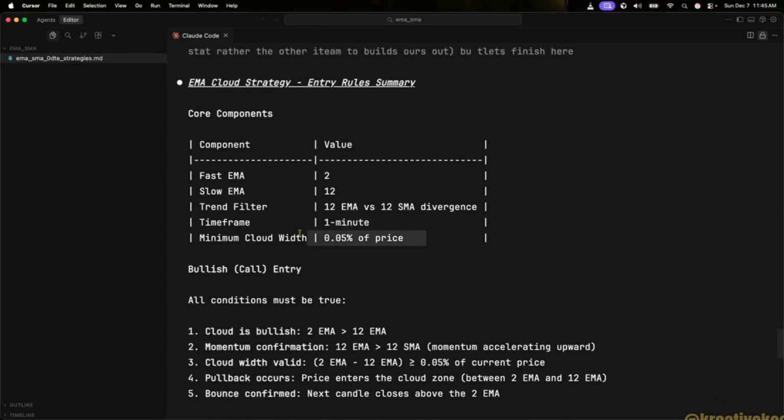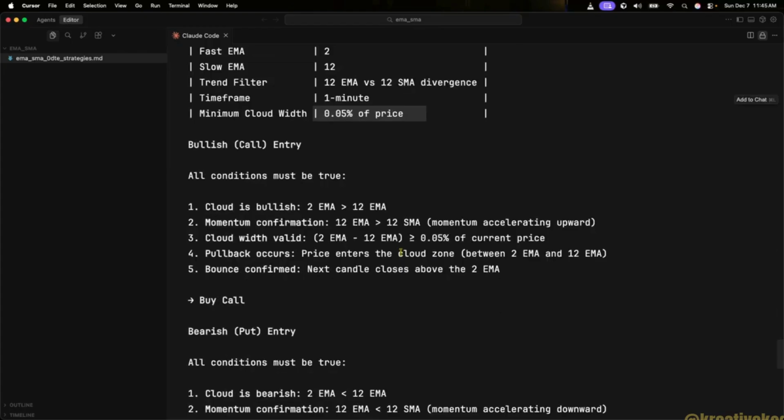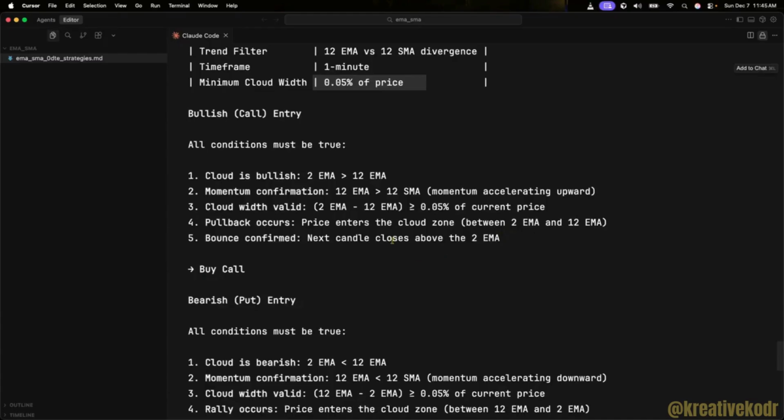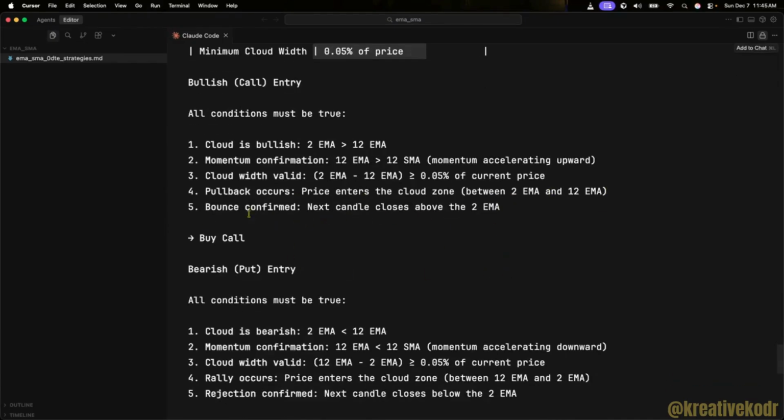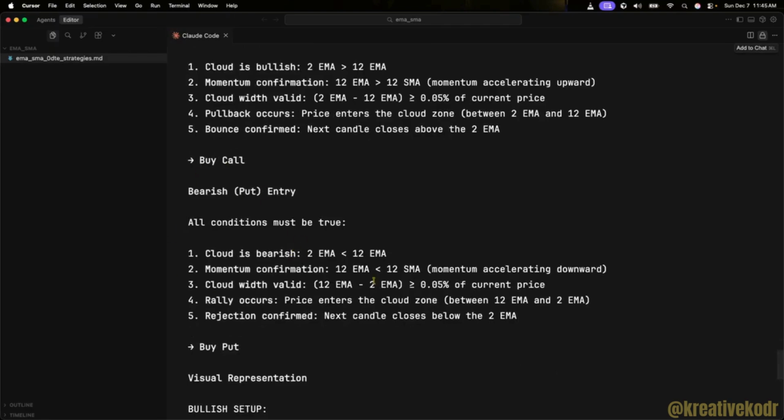Oh, I forgot to tell it 0.2, but I want to tell it. All right. So the cloud is bullish: the 2 is greater than the 12. The momentum confirmation is the 12 EMA is greater than the 12 SMA. Momentum is accelerating upward. The cloud width is valid. Okay, beautiful. The pullback occurs. The price enters the cloud zone between the 2 and 12 EMA, and then the bounce is confirmed. The next candle closes above the 2 EMA. We're going to buy a call, and then the inverse for a put.